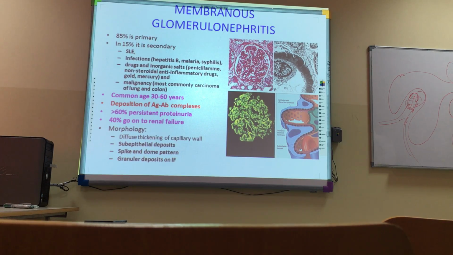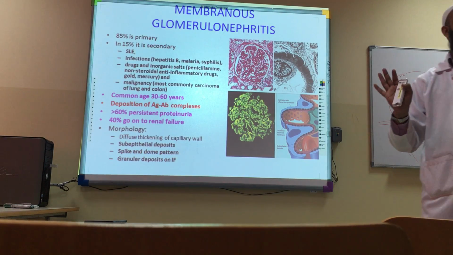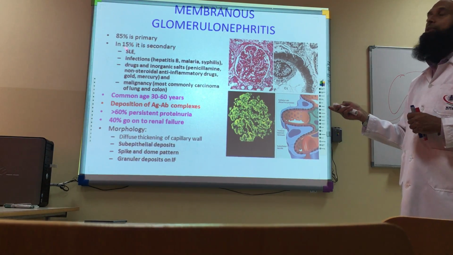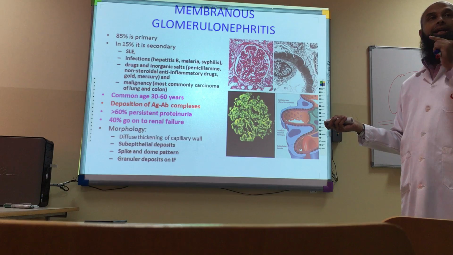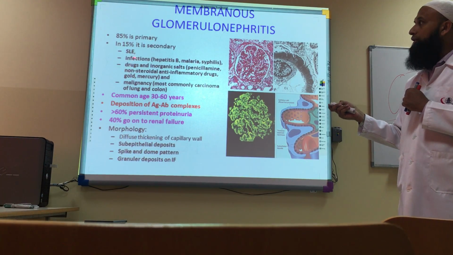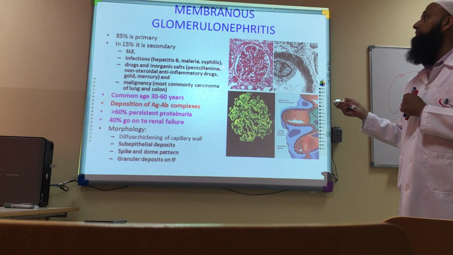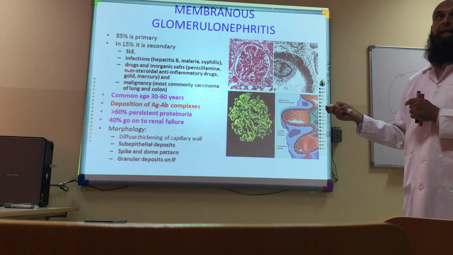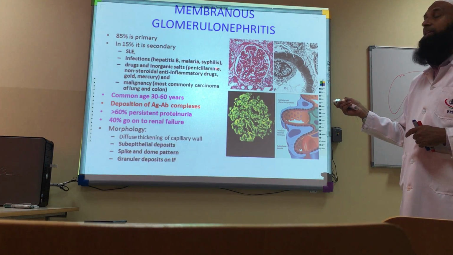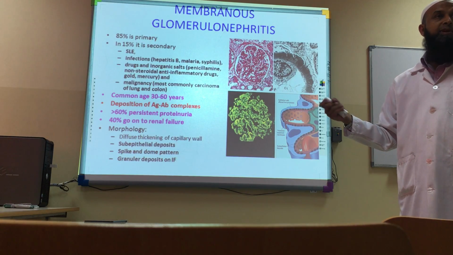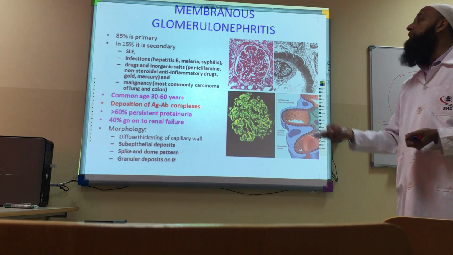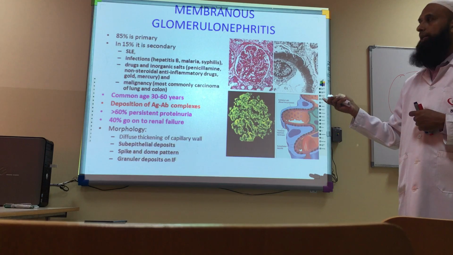Then membranous glomerulitis: it is 85% primary without any known cause, while 15% is secondary to SLE, secondary to infections like hepatitis B, malaria, syphilis, drugs, and some inorganic salts, typically penicillin. Those people who have got an injection of penicillin without sensitivity testing usually end up with membranous glomerulitis.